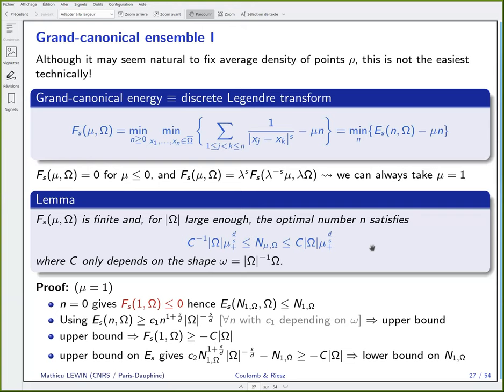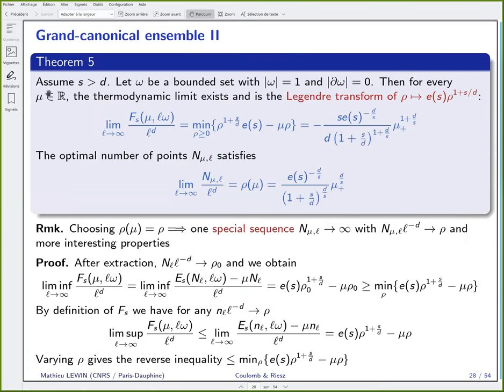Okay, very good. So now let's do the limit of a growing omega as before. Now there's no n, the n is automatic, we don't know what it's doing. But let's do the limit. So let's take a domain omega, and let's make it grow to infinity. What will happen? So it's the following theorem. So let me assume again that we are in the short range case. So s is strictly larger than d. Let me take a bounded set of volume one, which has no boundary. Sorry, a boundary of zero measure. Let me fix mu. Okay, we are interested in positive mu, but let me fix any mu.